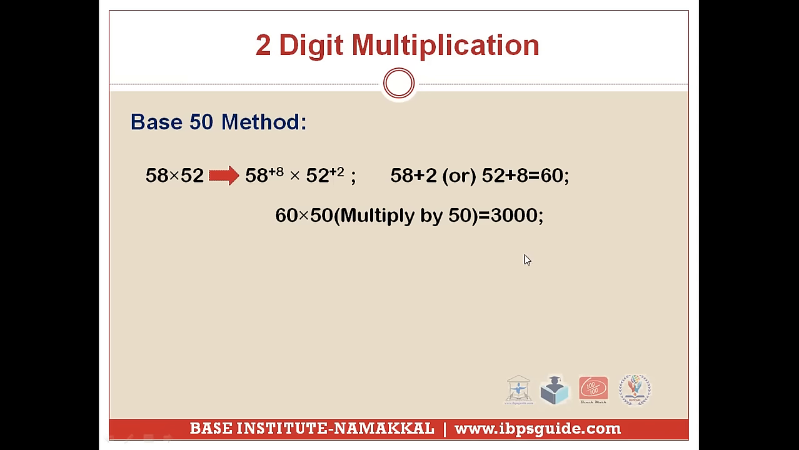Why we are multiplying by 50: we take plus 8 and plus 2 depending on the base 50. So we multiply 50 with 60, and we get the resultant value 3000. Then we multiply the superscript values, plus 8 and plus 2, and we get plus 16. Finally we add 3000 and 16, and we get 3016.